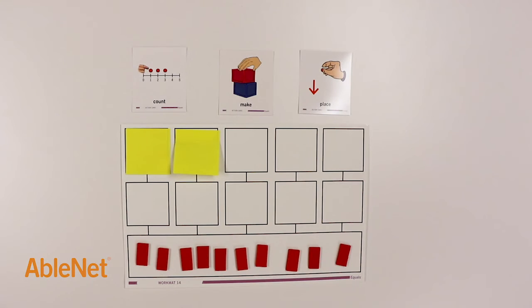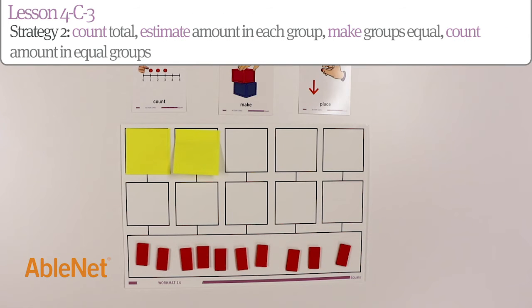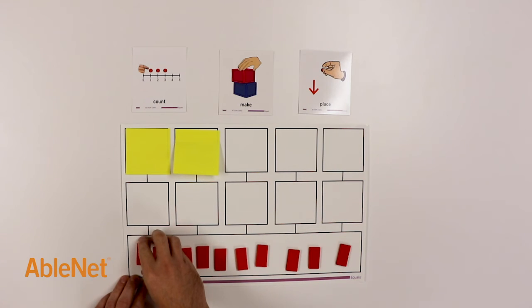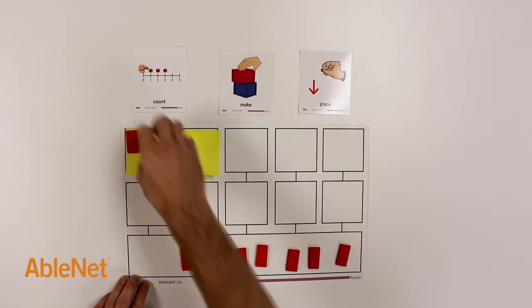For this strategy, we're going to count the total, estimate the amount in each group, make the groups equal if they're not already, and count the amount in each equal group. I will estimate that there will be 4 in each equal group.